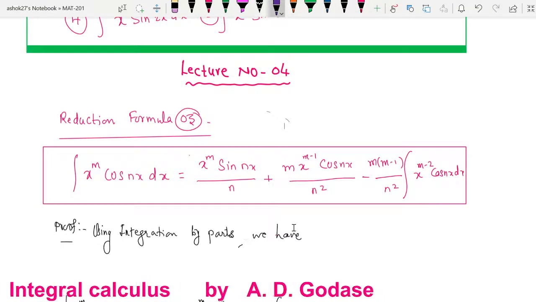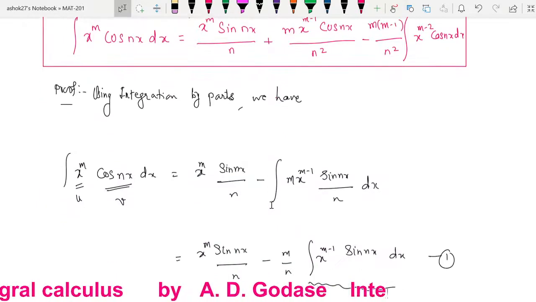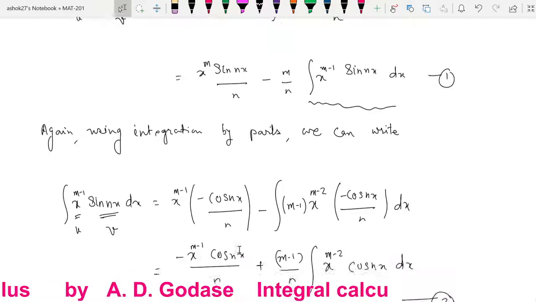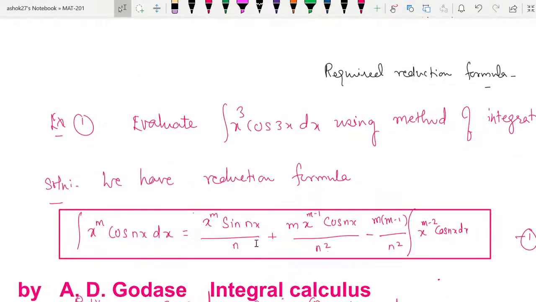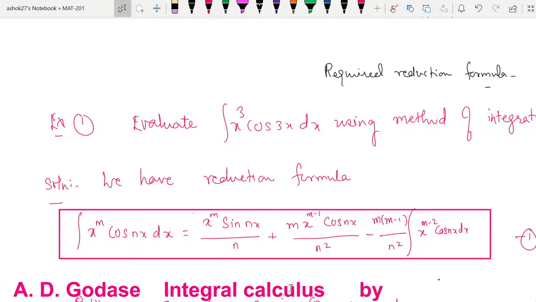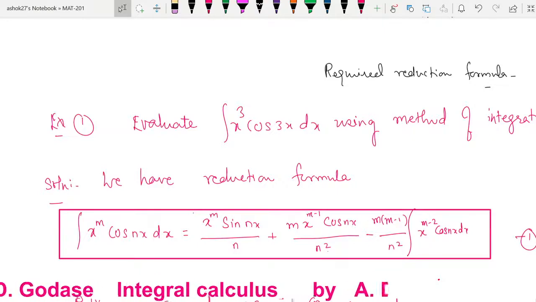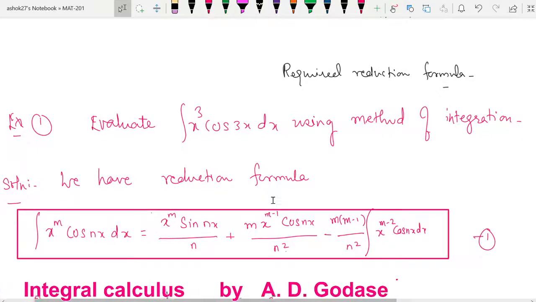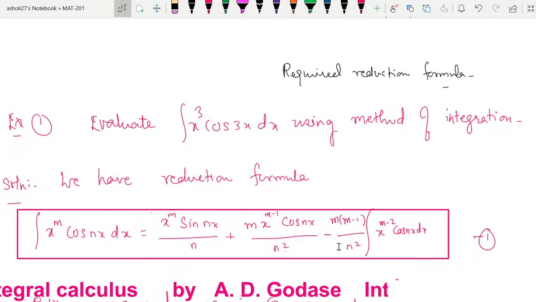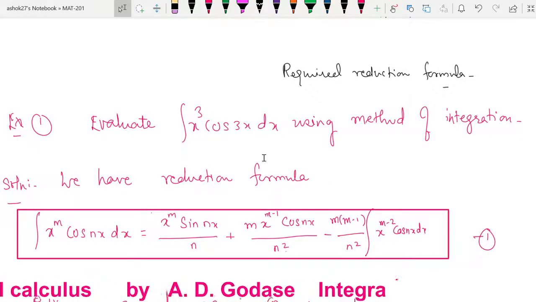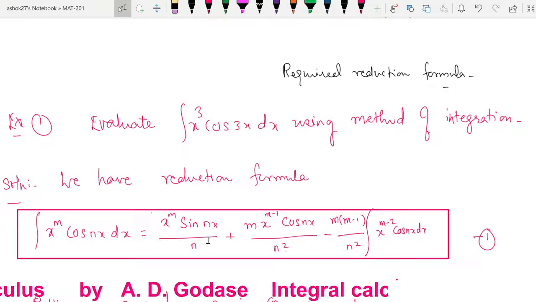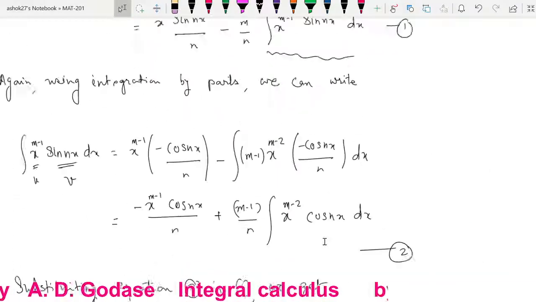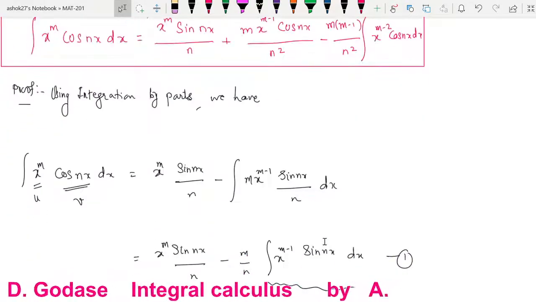See, first, using integration by parts, we derived this reduction formula, and then using this reduction formula, we evaluated certain integrals. First, we derived the value of the integration of x cube cos 3x dx using reduction formula 3.